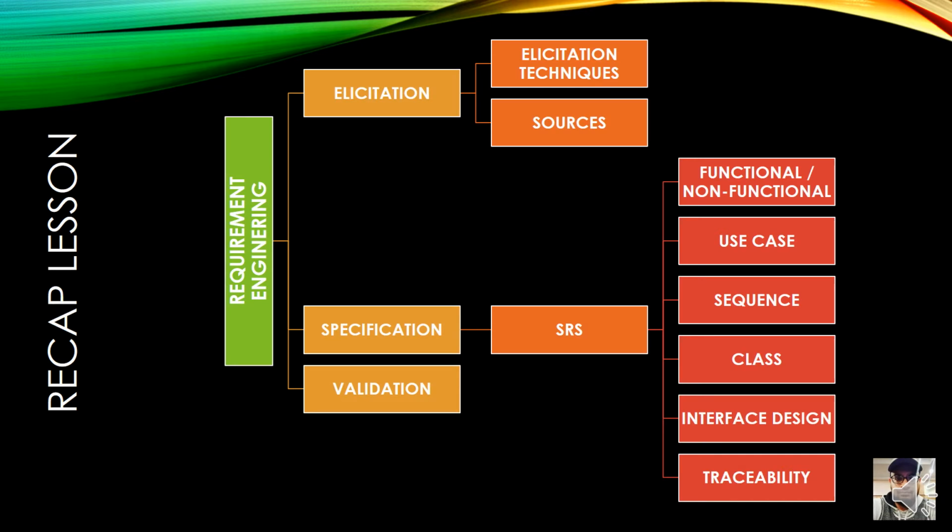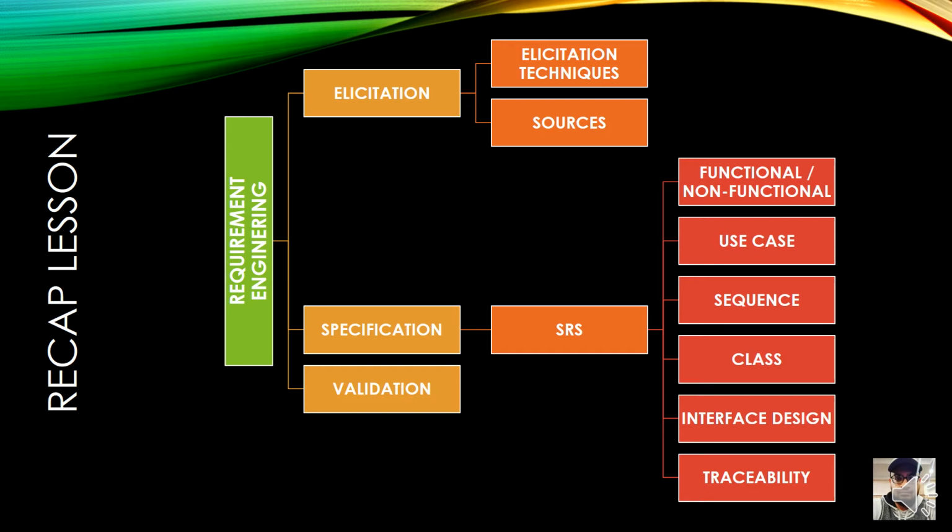Okay, just a recap on our last lesson. Requirement engineering is a process to elicit, specify and validate all the requirements. So for that reason, it's divided into three processes, which are elicitation, specification and validation.